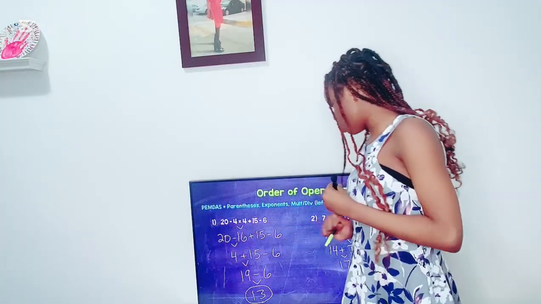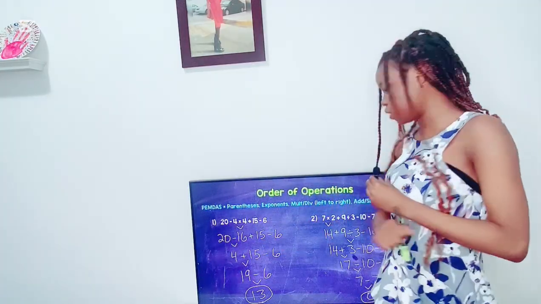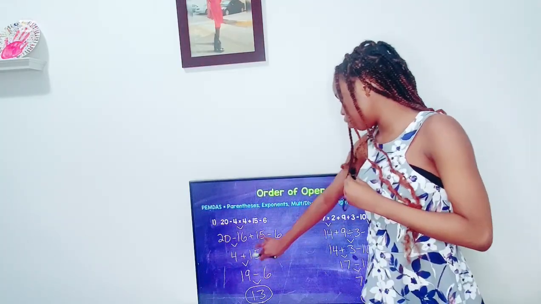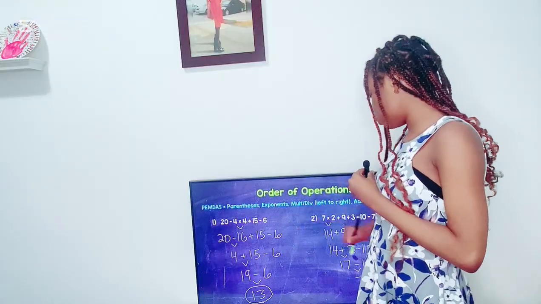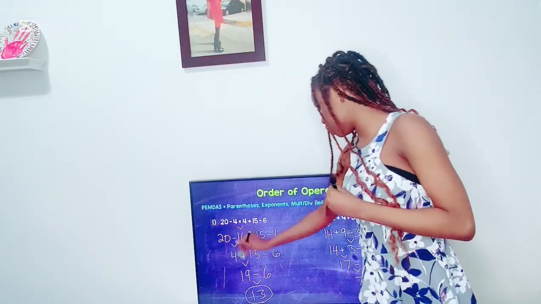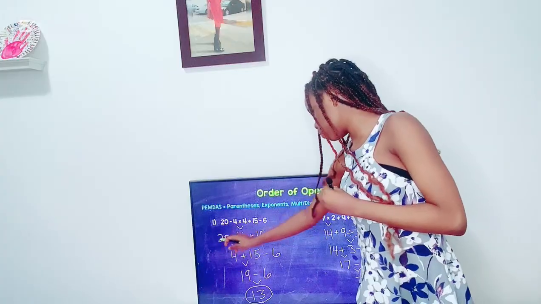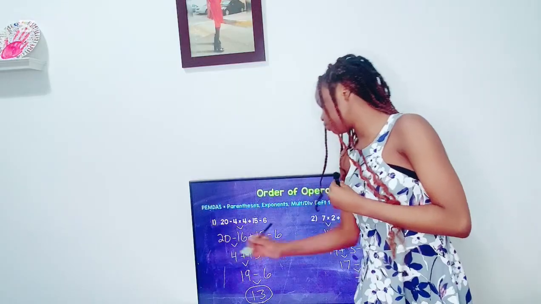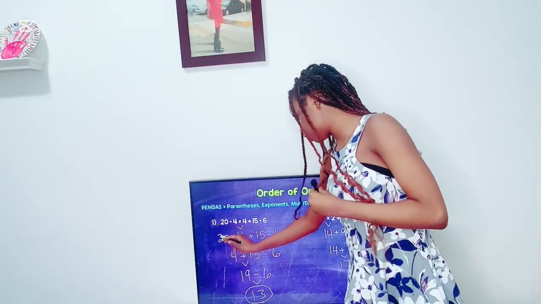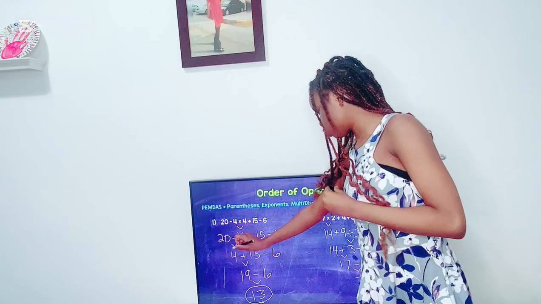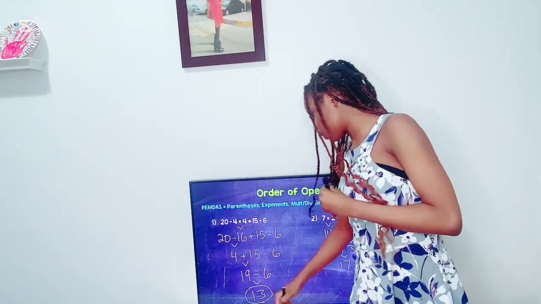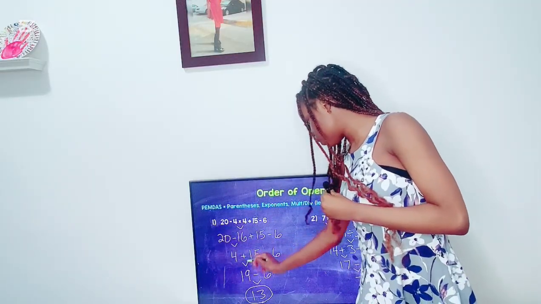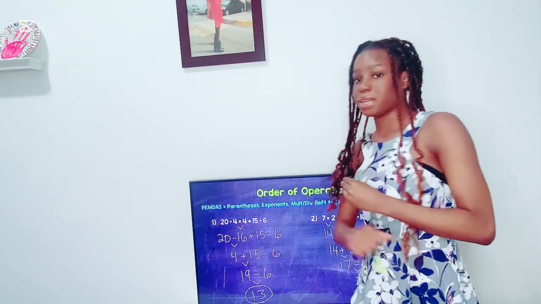So we have a subtraction, an addition, and a subtraction on the same level. When we have addition and subtraction on the same level, we work from left to right. So which one comes first? 20 minus 16 comes first, which will give us 4. We bring down the ones we haven't used, because remember we just took these two. So next we have plus 15 minus 6.